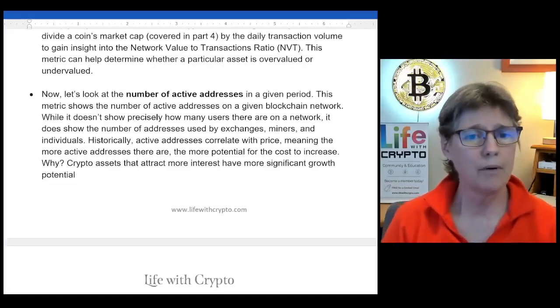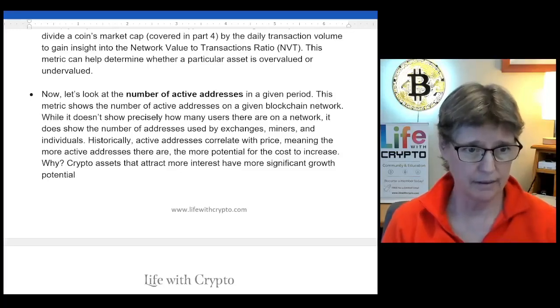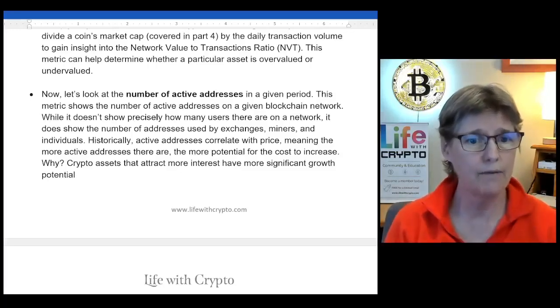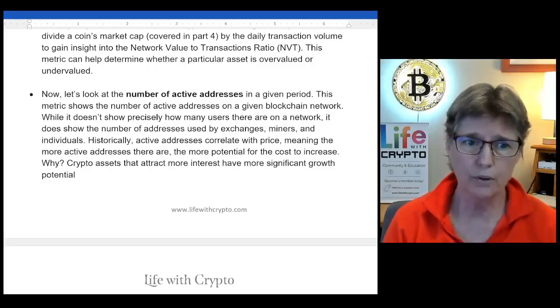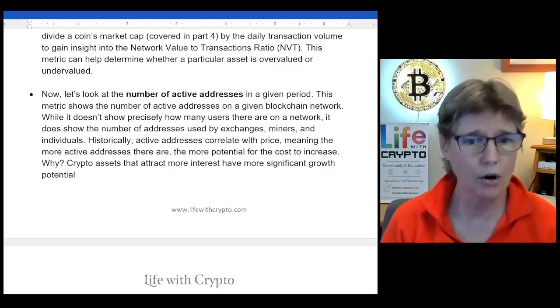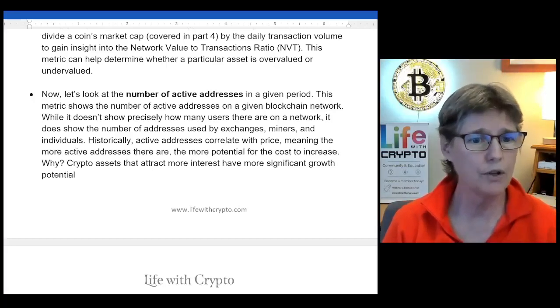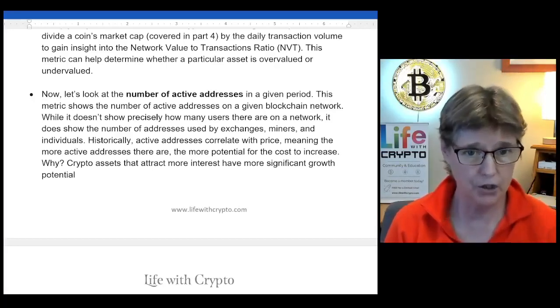Now let's look at the number of active addresses in a given period. This metric shows the number of active addresses on a given blockchain network. While it doesn't show precisely how many users there are on a network, it does show the number of addresses used by exchanges, miners, and individuals.